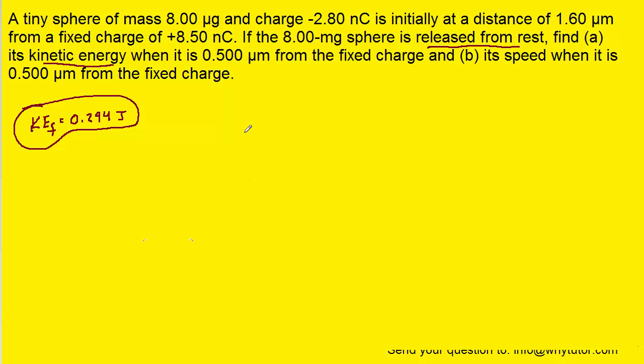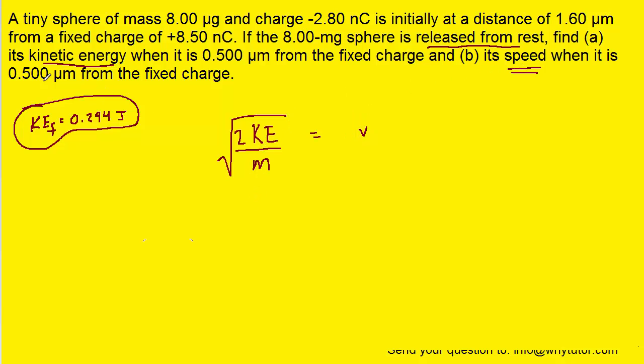Now, to solve part B, we just have to recall the following equation for kinetic energy. And since the question is asking us for the speed, we just need to solve this for the speed, which is v. So we'll have to multiply both sides of the equation by 2. We'll do that on the right side as well as the left side. We can then divide both sides of the equation by m. And then finally take the square root of both sides of the equation.